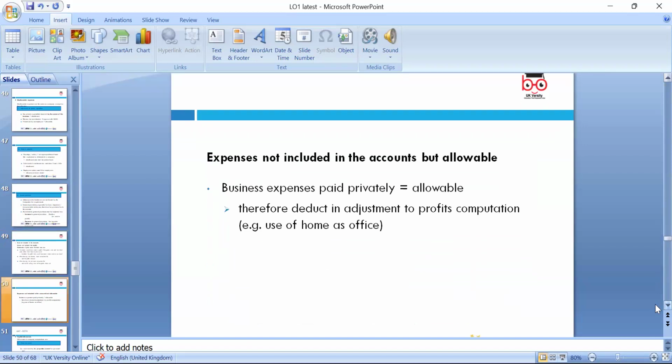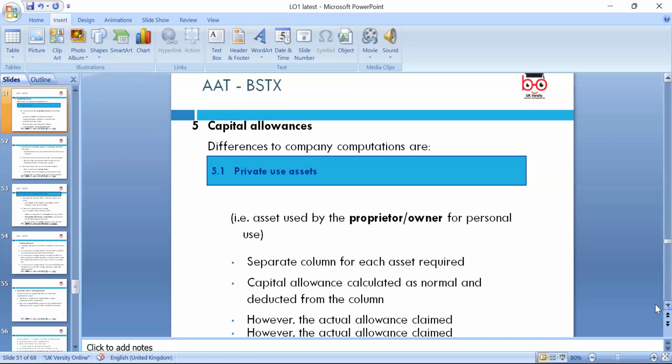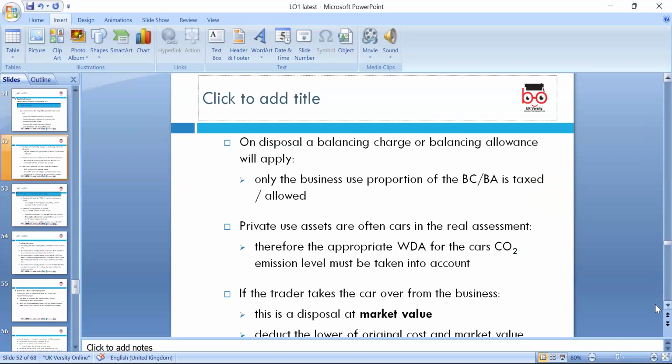Okay, expenses not included in the account but allowable: business expenses paid privately are allowable, therefore deduct them as an adjustment of the profit computation, or calculate home and office. We can also look at capital allowance, which is different from the company calculation. For private use of an asset by the proprietor or owner, separate the column of each asset for capital allowance if we can. Those we need to look around.